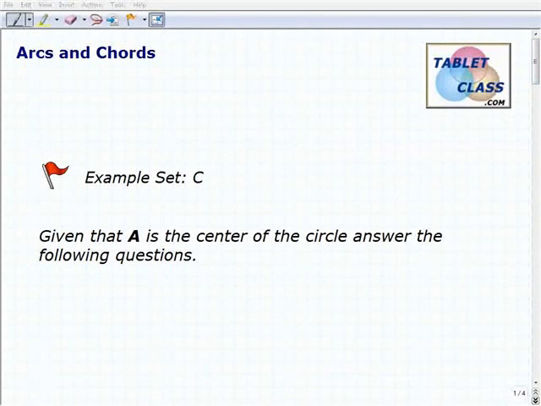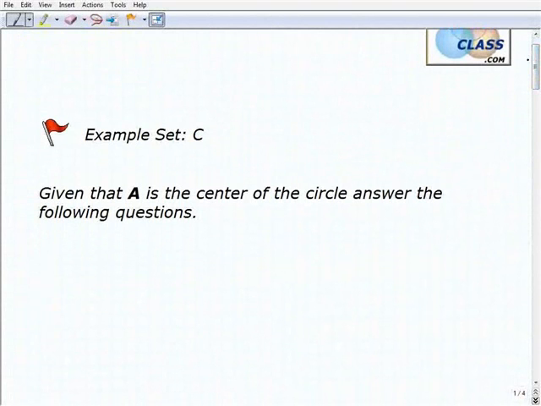This is our third example set C, and I'm going to assume that you watched the lesson in the previous example set problems, just because these particular problems that we're going to be looking at are going to be pretty involved. I don't think they're going to be overly complex, but you're definitely going to have to know the basics of what we learned in the lesson. So if you haven't tried those problems yet, that's where you want to start.